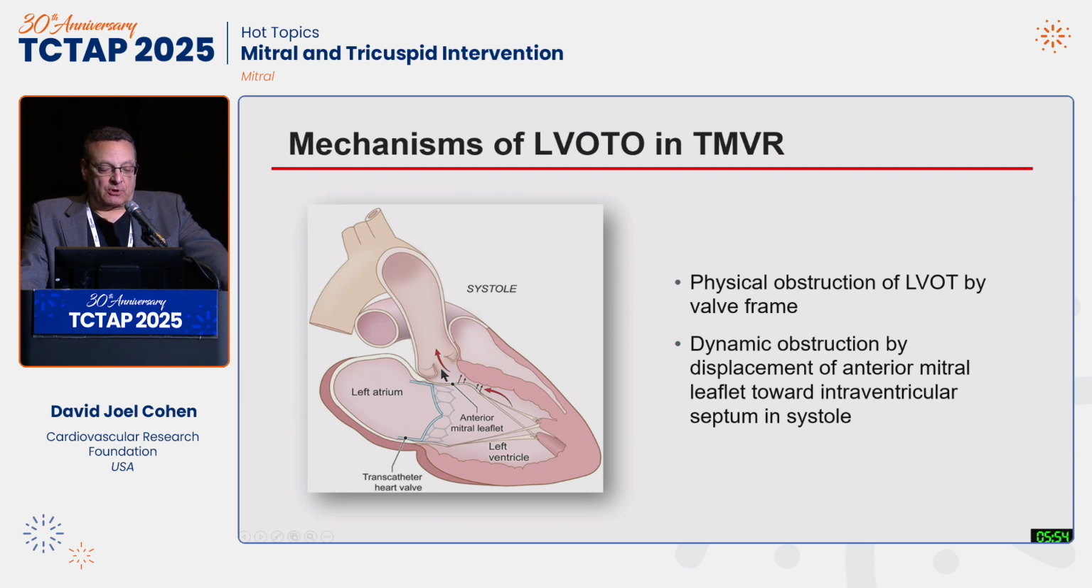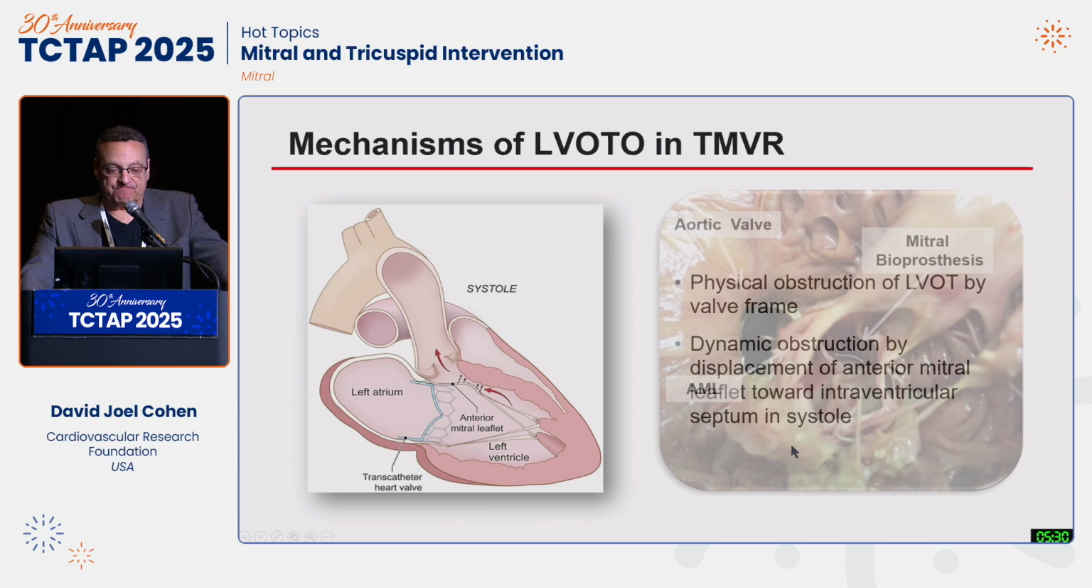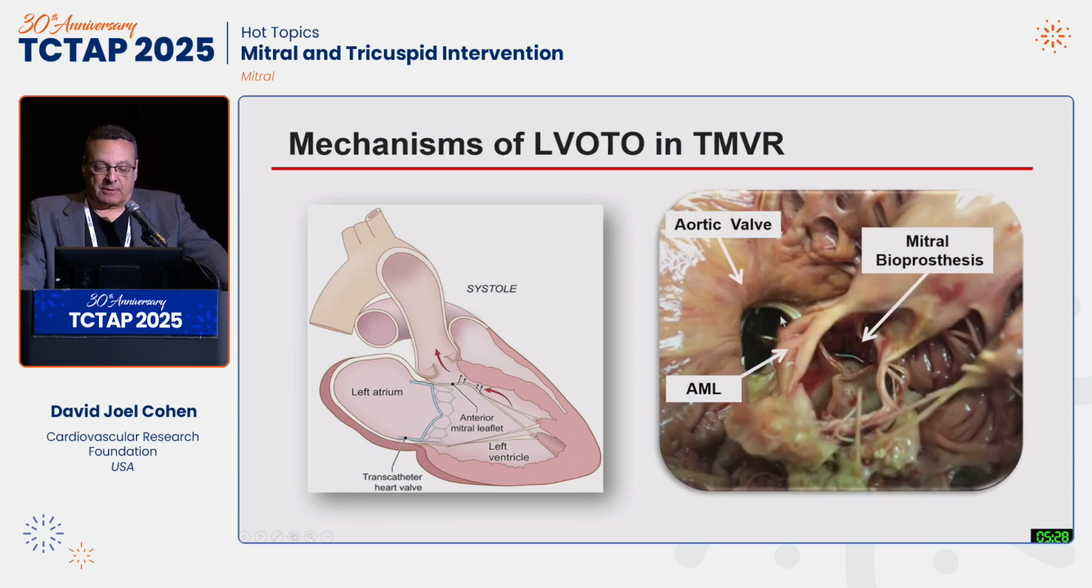One is physical obstruction by the frame of the valve, where the skirt will hang across the LV outflow tract and come close to the interventricular septum, causing physical obstruction. And then in addition, if there's an intact anterior mitral valve leaflet, as we will see in a patient with MAC, that leaflet can hang over the valve frame and cause even further obstruction in a dynamic fashion due to impingement on the septum. And this is the anatomic problem we're dealing with.